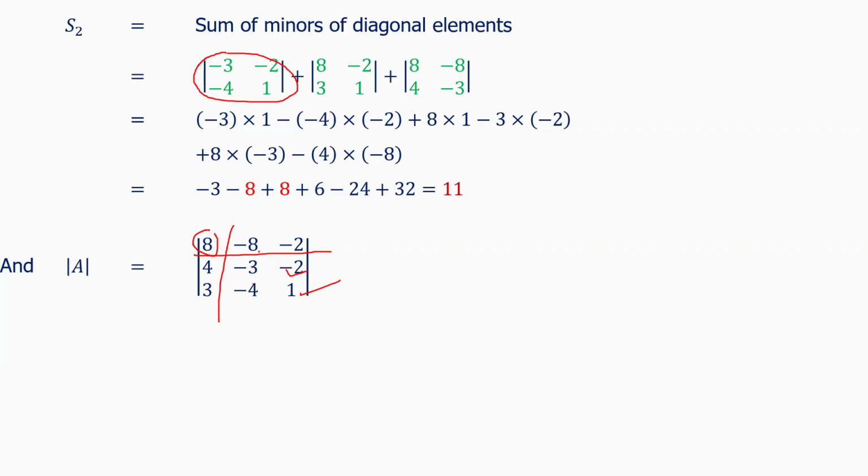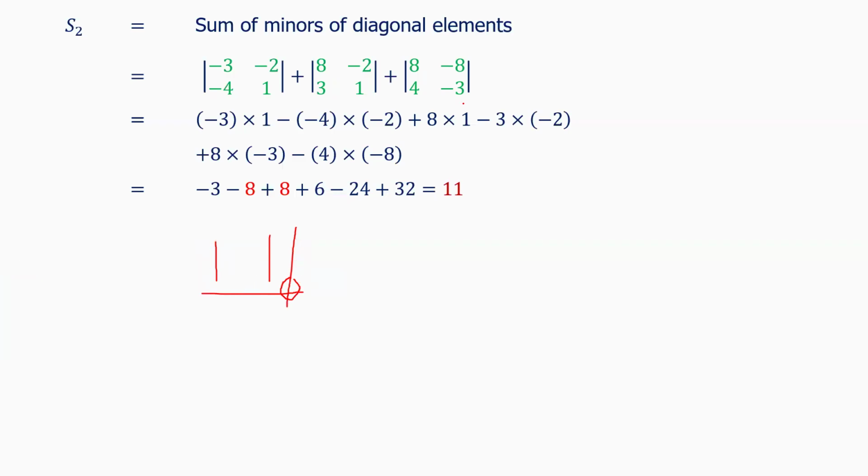Similarly, what is the minor of A22, or minus 3? Leave this row and this column. It is 8, minus 2, 3, 1. This is the minor of A22. Similarly, what is the minor of A33, or 1? We have to leave this row and this column. It is 8, -8, 4, -3.